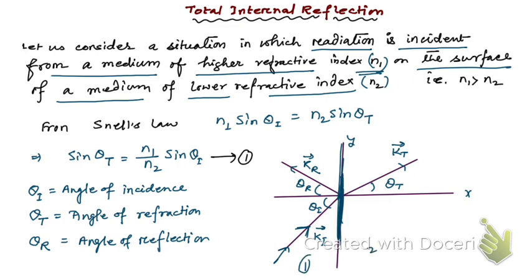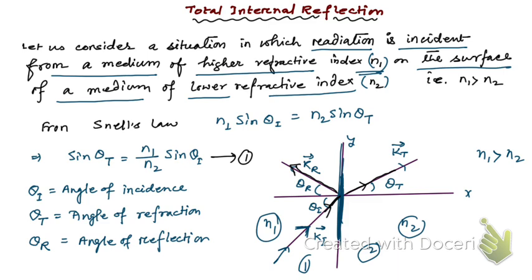This is medium 1, this is medium 2, suppose. Medium 1 has refractive index N1 and medium 2 has refractive index N2, and N1 is greater than N2. I have considered it that way. Then one part of this wave will be reflected back into the same medium, and one part will be transmitted through the other medium, like this.